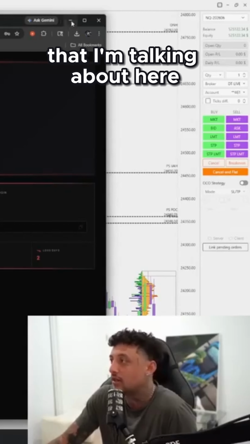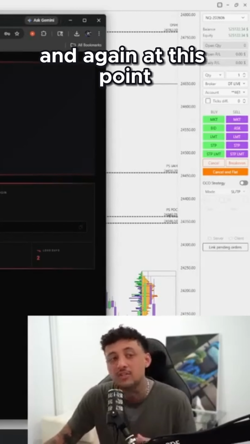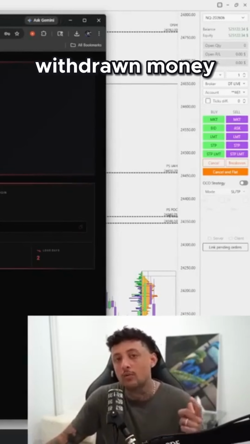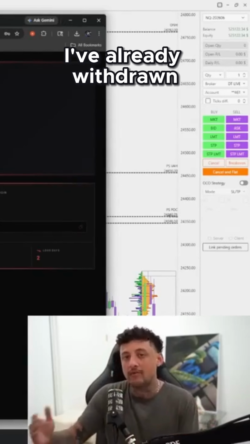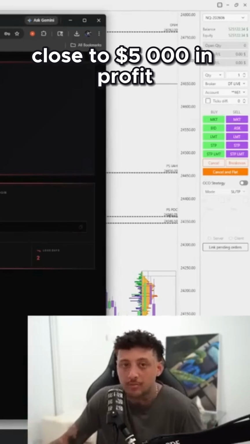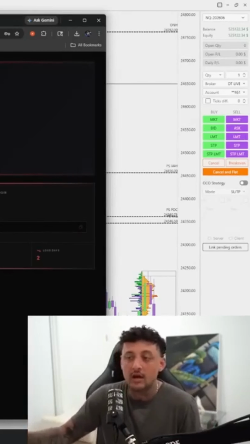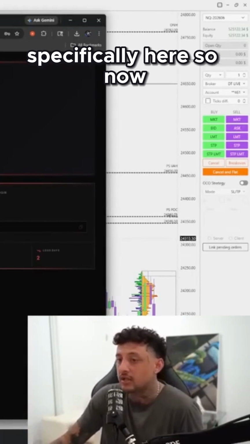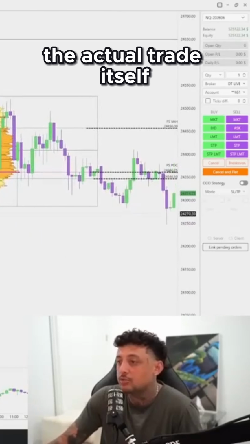And that's going to be the trade that I'm talking about here. And again, at this point, I can withdraw my entire balance of $32,000. And I've already withdrawn money from this trading account. I've already withdrawn close to $5,000 in profit just to pay myself from last week's trading profits and to pay myself from one of these trades specifically here. So now this is going to be the actual trade itself.